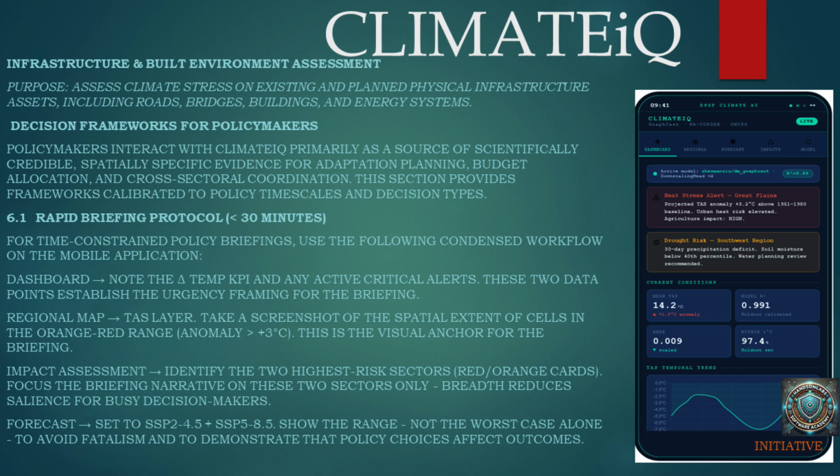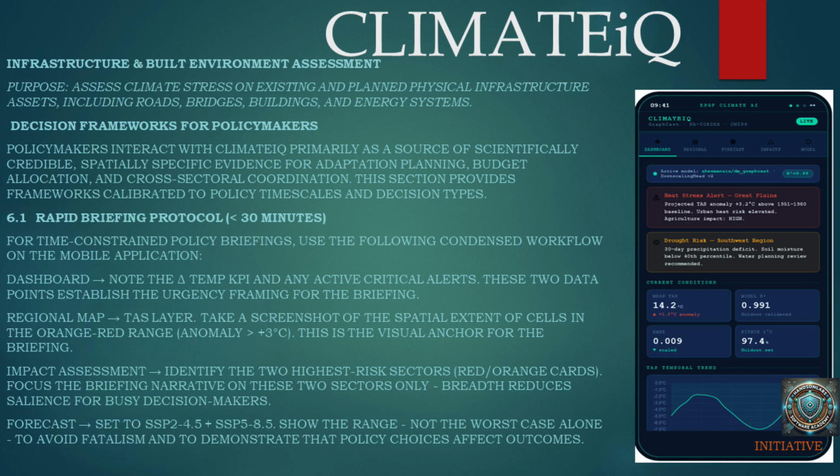The regional map: take a screenshot of the spatial extent of cells in the orange-red indicator, that's the anomaly that is greater than plus 3 degrees Celsius. This is the visual anchor for the briefing. Then for the impact assessment, identify the two highest risk sectors, that's the red and orange cards. Focus the briefing on the narrative of these two sectors only.